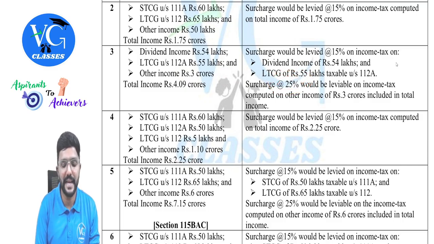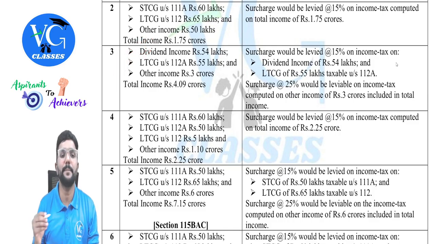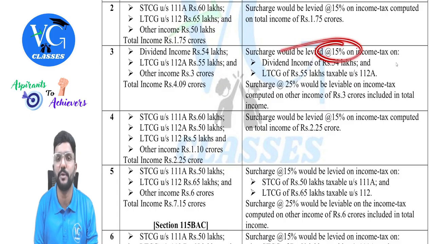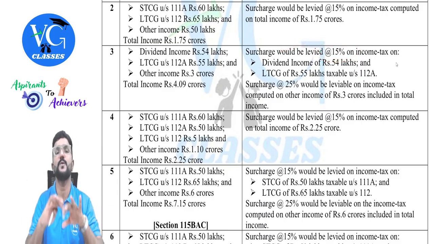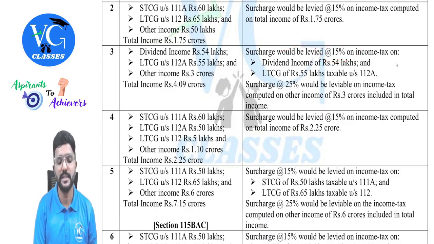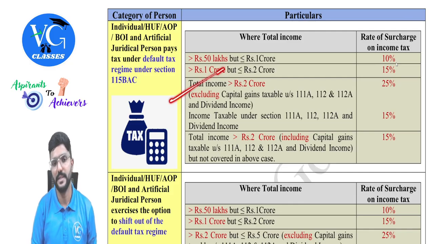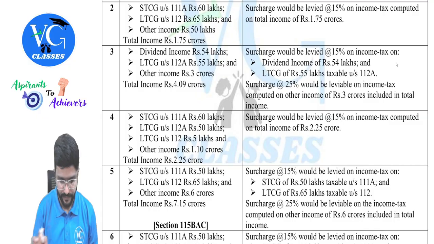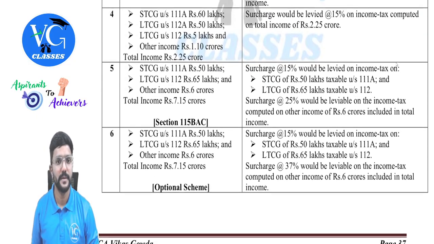Whereas whatever tax we calculate on dividend income and long-term capital gain under section 112A, on that tax the surcharge rate would be 15%. So two separate rates, guys. This is an illustration as per this point. Got it? Yes, sir. Next.